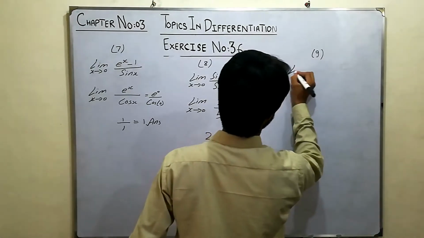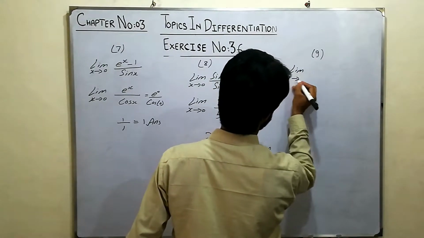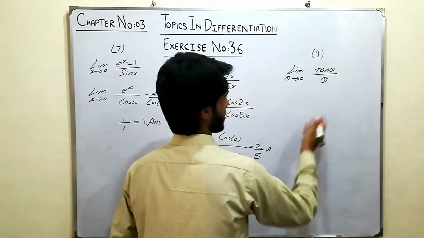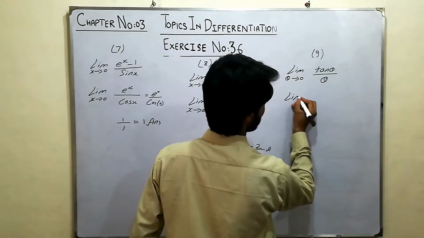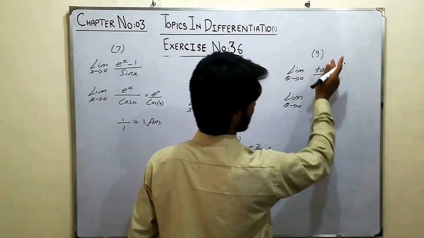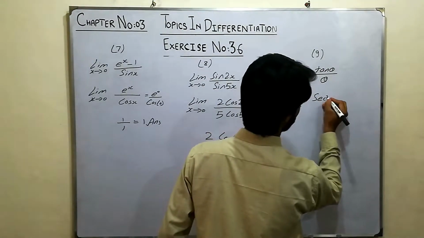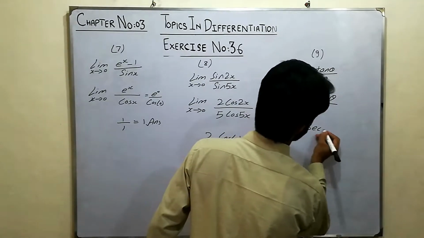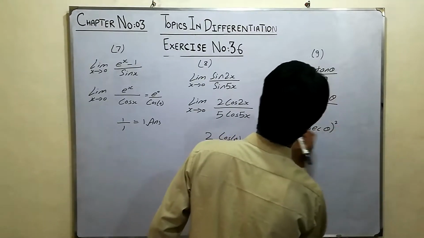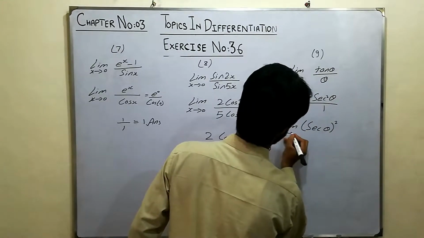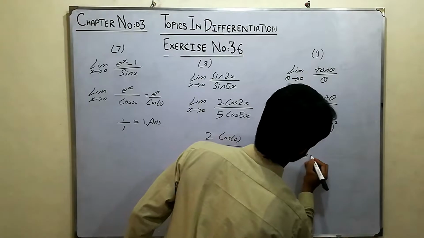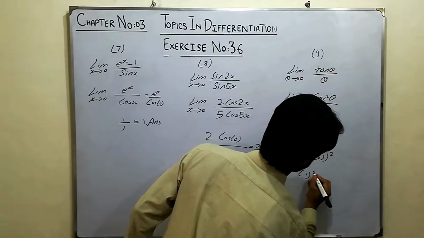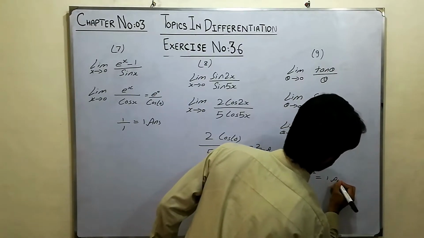Question number 9: limit as theta approaches 0 of tan theta divided by theta. Take the separate derivative of numerator and denominator. The derivative of tan theta is secant squared theta, and the derivative of theta is 1. Now put the limit as theta approaches 0 of secant squared theta, so we have secant 0 squared. Secant 0 is 1, and 1 squared equals 1. So 1 is our answer.